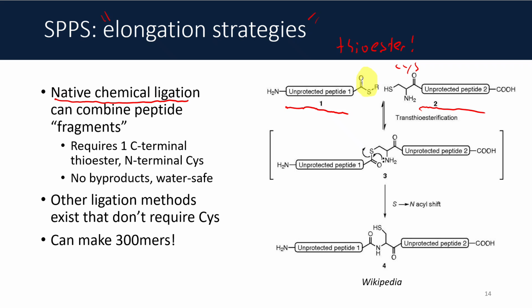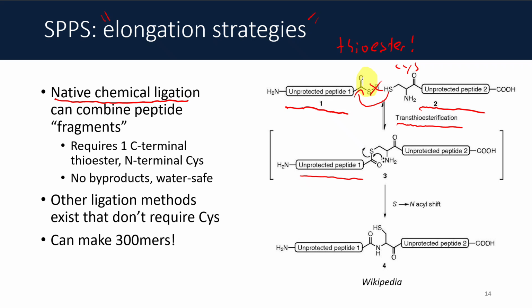A cysteine is able to do a trans-thioesterification, it's called, and it will perform a nucleophilic attack over there and kick off this R group as a leaving group. So the cysteine side chain, which is strange, is going to form a covalent bond with the backbone of this unprotected peptide 1.